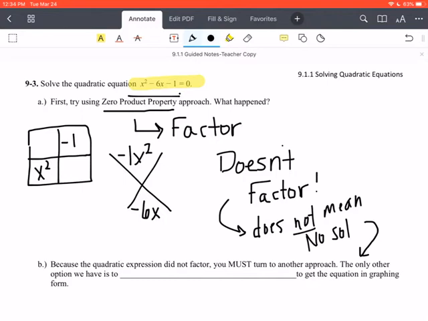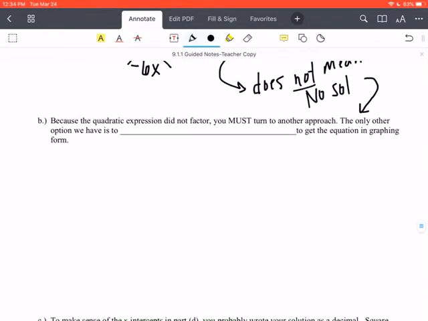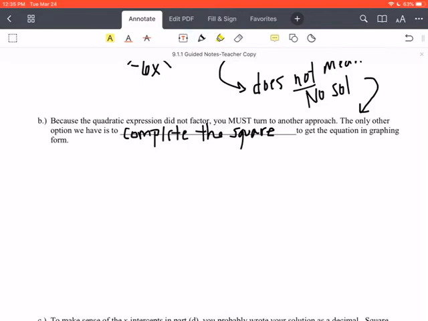So because on part B, the quadratic expression did not factor, we must turn to another approach. The only other option that we have is to, what did we work on the past 2 days? Complete the square. We can complete the square to get the equation in graphing form and then think about undoing from the outside in. So let's go ahead and give it a try.